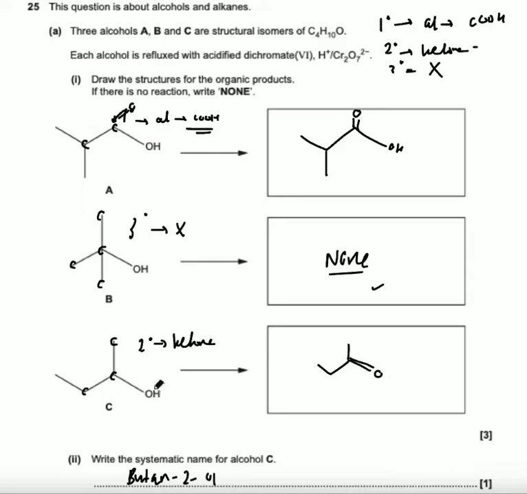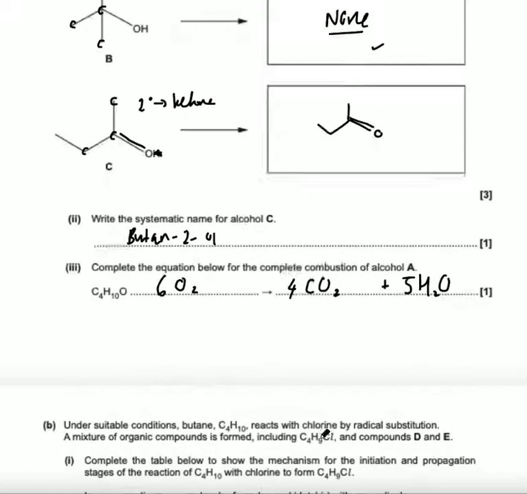Now, the third one, we have an alcohol group here, attached to a carbon. How many carbons is this attached to? 1, 2. So it's a secondary alcohol, and they oxidize to ketones. And all that happens over here is that the hydrogen gets removed, and we form a double bond to the oxygen, as seen over here.